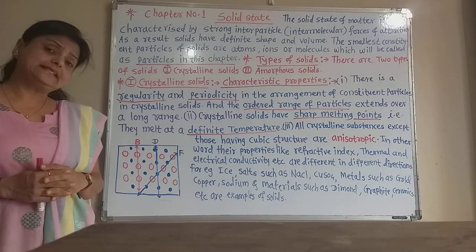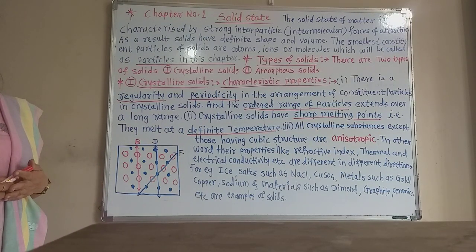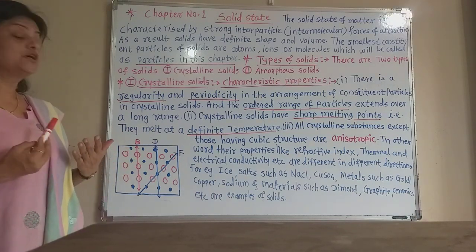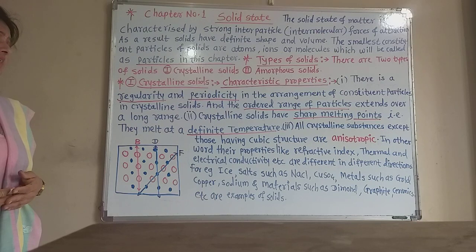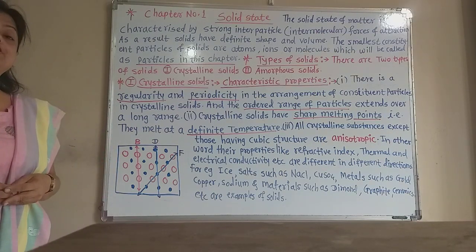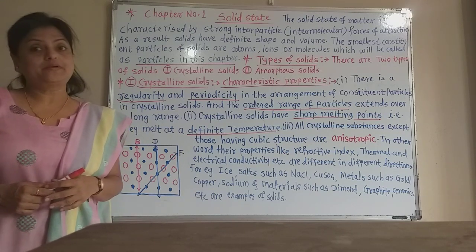Now which are the examples of crystalline solids? Ice, salts such as sodium chloride, copper sulfate, metals such as gold, copper, sodium, and materials such as diamond, graphite, ceramic, etc. are examples of crystalline solids. Now let us learn about the amorphous solids.